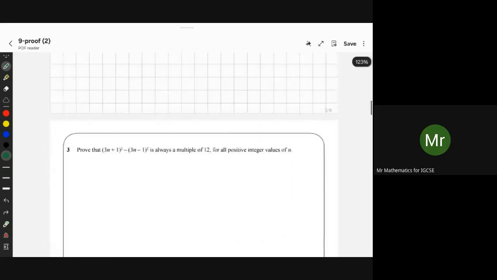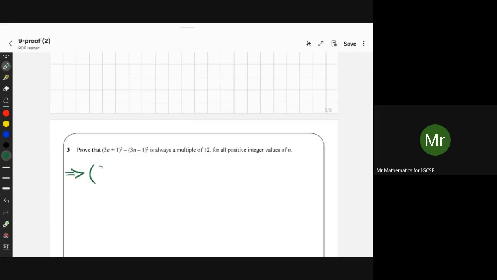Number 3. Prove that 3n plus 1 squared minus 3n minus 1 squared is always a multiple of 12 for all positive integers. Okay, so we need to work on this form. How? By expanding the brackets and finding the difference between them.